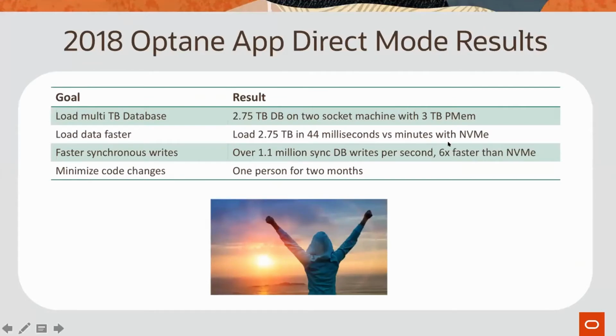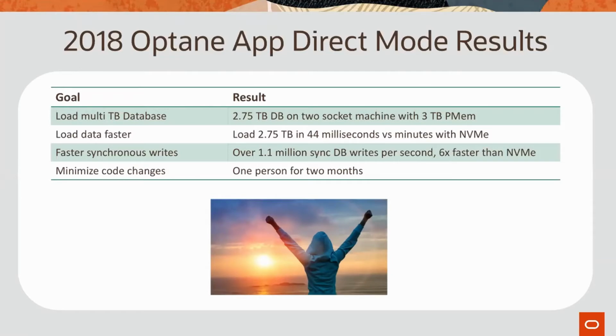Surprise, we actually met those goals. On a 2-socket machine with 3 terabytes of memory, we were able to create a 2.75 terabyte database. We were able to load that database from the file system into memory in 44 milliseconds. That doesn't sound very impressive, but in reality, that was using a Java program to start up and then attach to that persistent memory. If we didn't do that, it went a bunch faster. The point is, the 44 milliseconds isn't the interesting thing. The interesting thing is, if we'd loaded it from the fastest NVMe device, it would have taken longer.